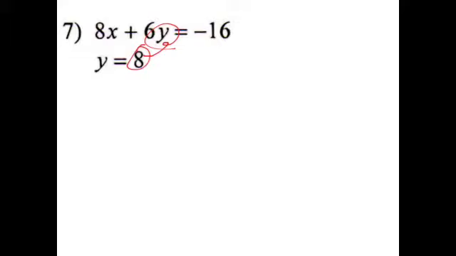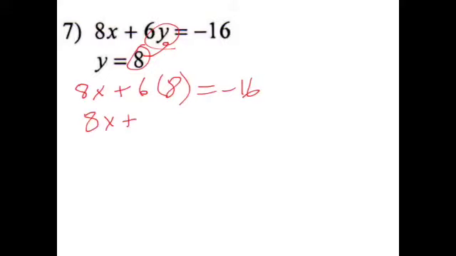And so if we rewrite that, we're going to get 8x plus 6 times 8 equals negative 16. Well, let's actually calculate this. So we'll get 8x plus 48 equals negative 16. Let's subtract the 48 from both sides.